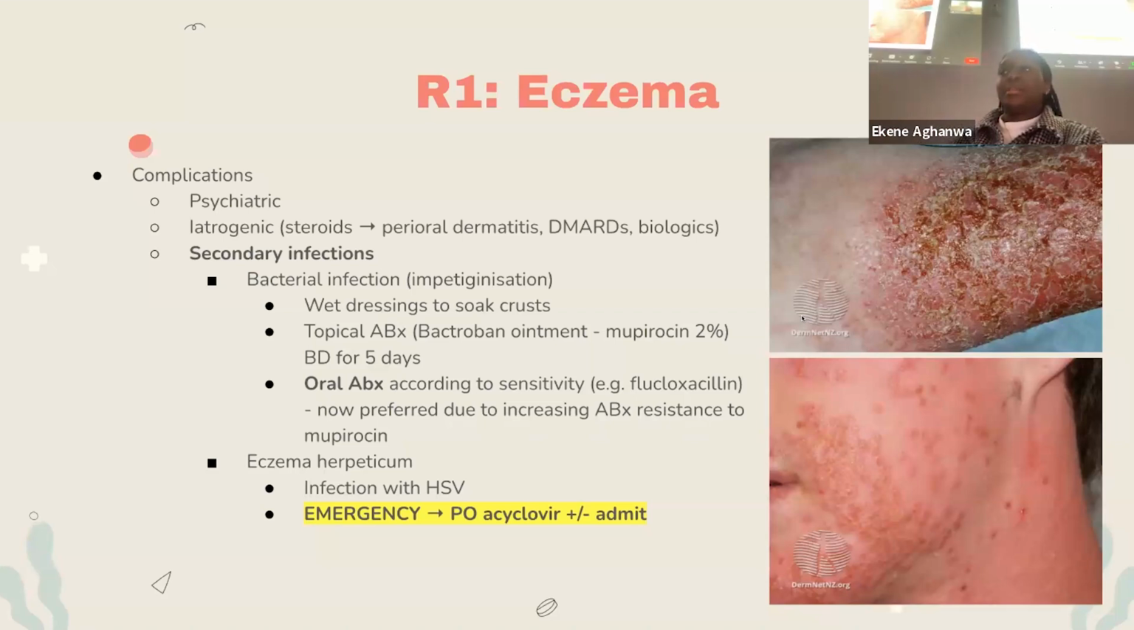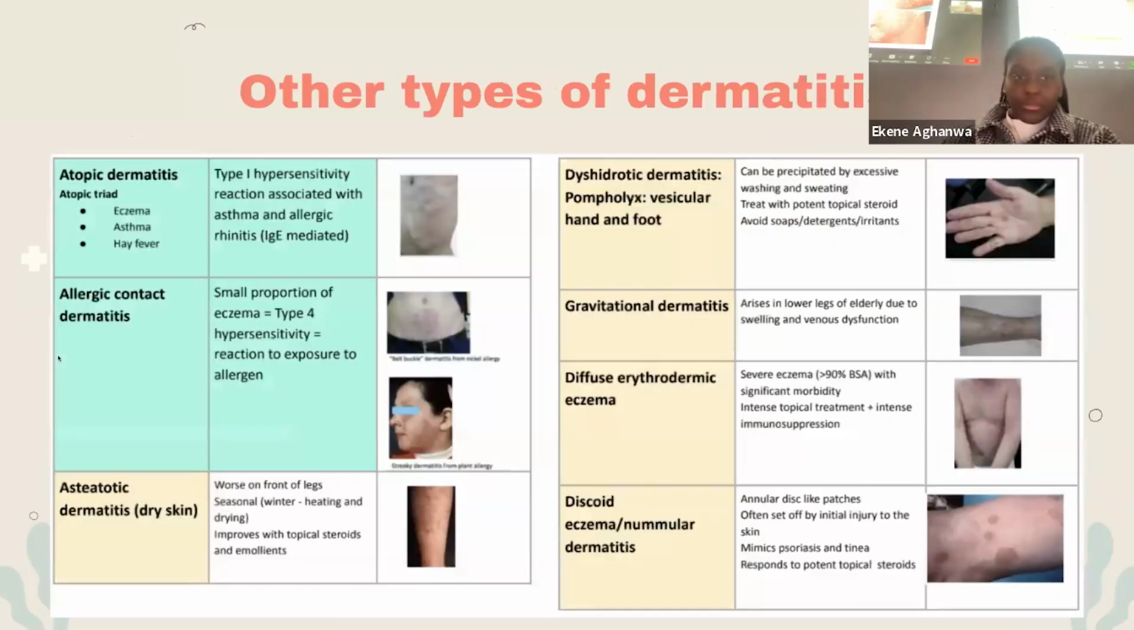There are some complications with eczema, but the main one I want to point out is that there can be secondary infection because, from the chronic scratching, there can be breaks in the skin, and that can be a way for bacteria to get in as well. You treat this with either topical antibiotics, or oral antibiotics if it's becoming more systemic.